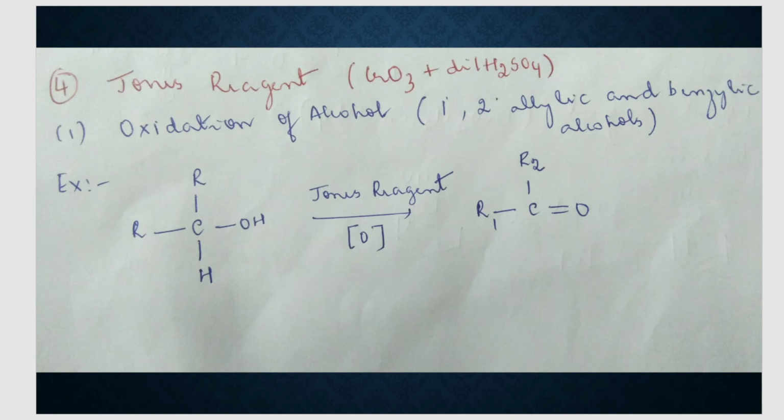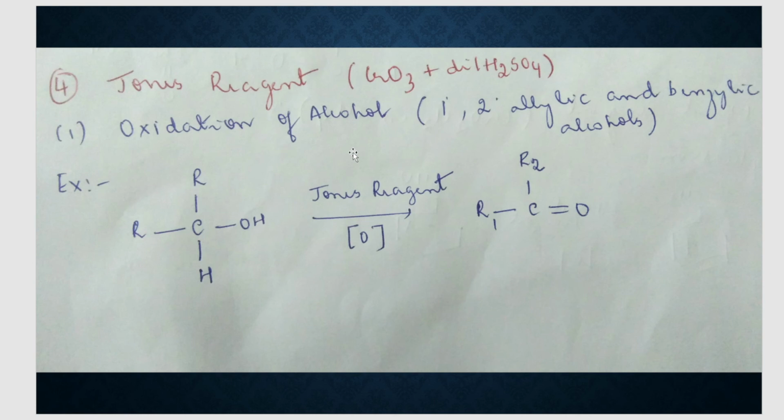Next, the fourth type of chromium salt that we are discussing is Jones reagent. This is very important, students. They can ask you what is Jones reagent, what is the composition of Jones reagent. So it is nothing but CrO3 plus dilute H2SO4. Under application of Jones reagent, we'll study oxidation of alcohol.